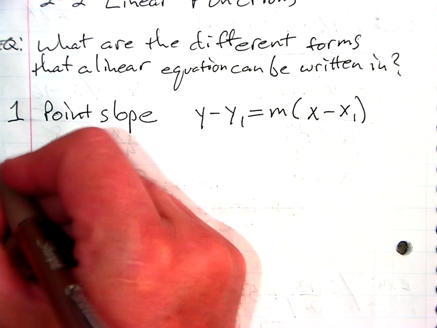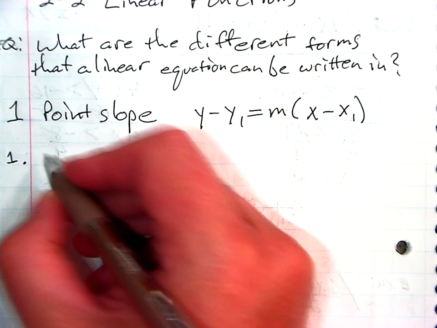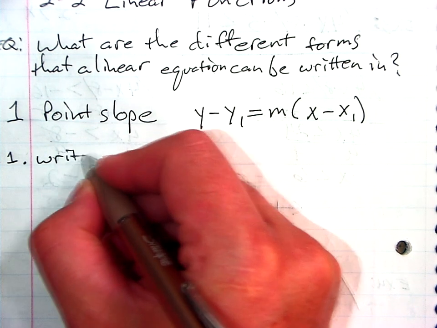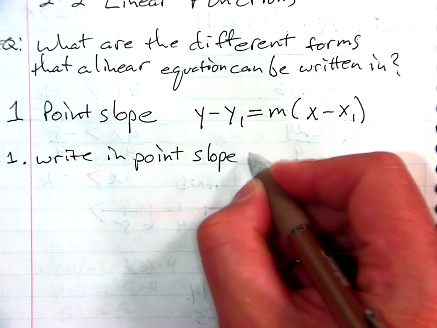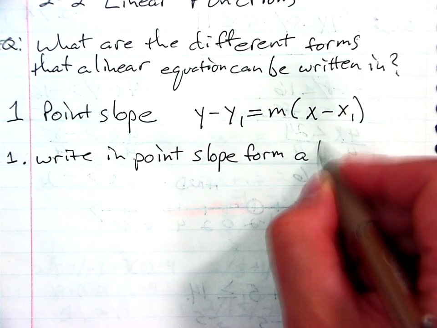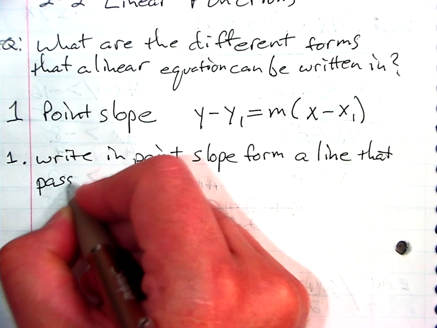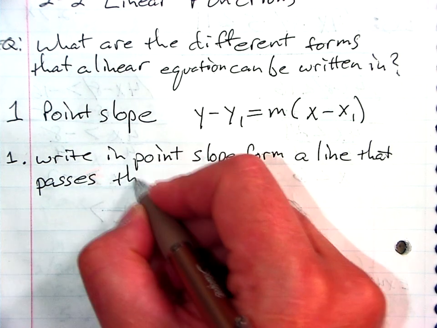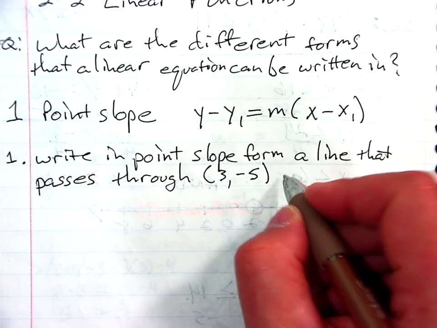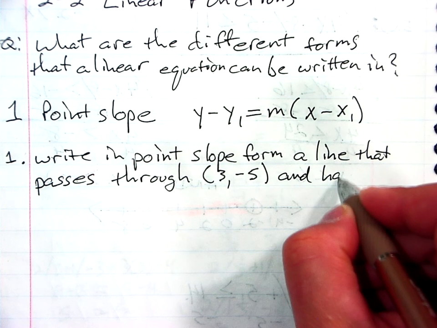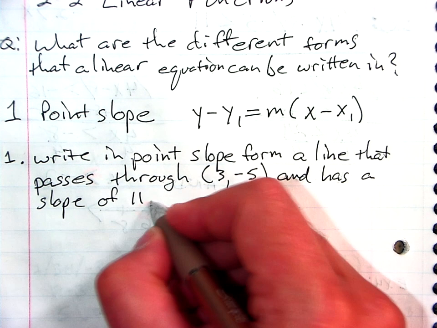So that is our first way to write a linear function. So let's do example 1 now. Write in point slope form a line that passes through (3, -5) and has a slope of 11.